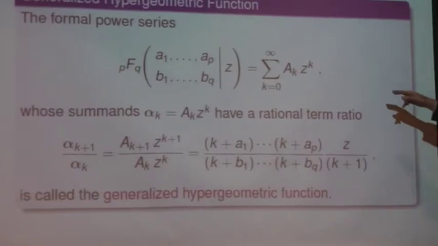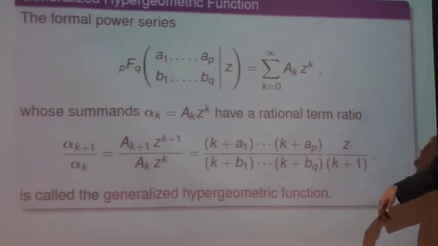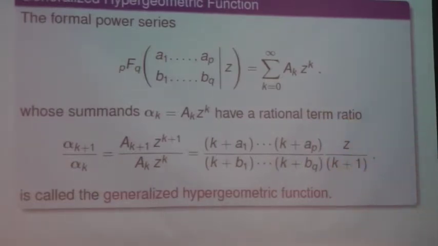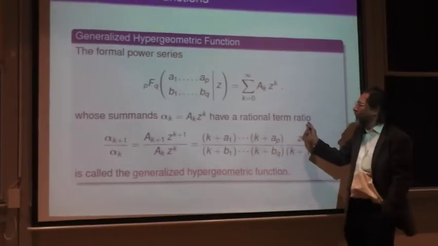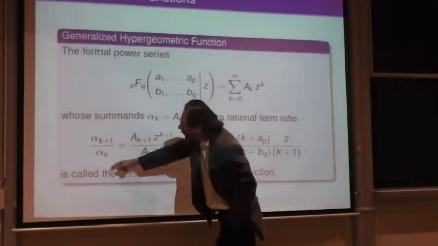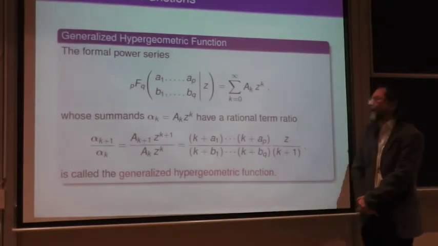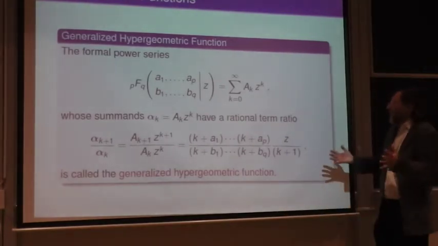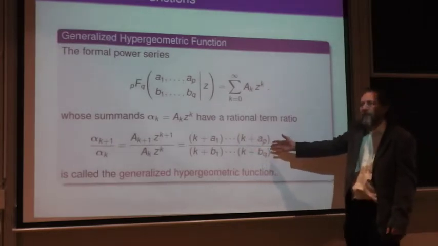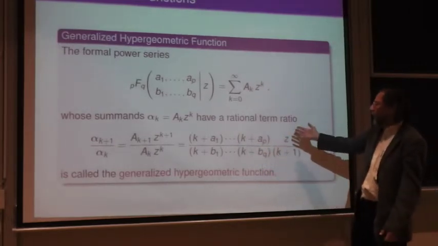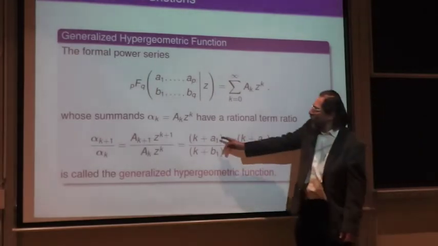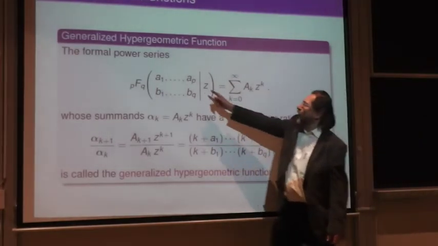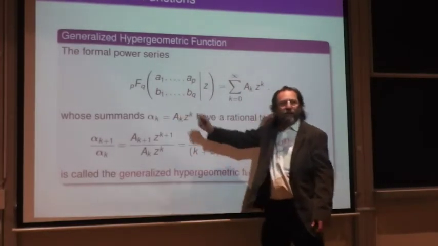And the summands that occur here have a very simple relation, namely they have a rational term ratio. That means the quotient alpha k plus 1 divided by alpha k is a rational function. And it is completely clear how the rational function looks. It's namely factorized in the numerator, in the denominator. So here the a1 up to ap occur again, that you saw before, they appear here.